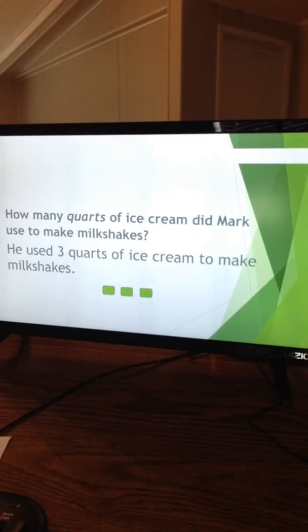So in answer to the question, how many quarts of ice cream did Mark use to make milkshakes? He used 3 quarts of ice cream to make milkshakes.